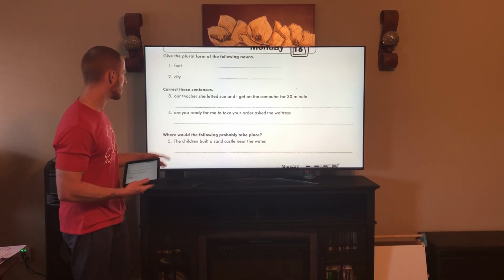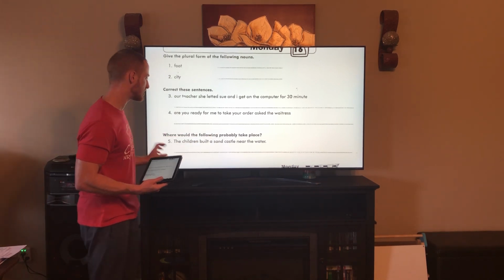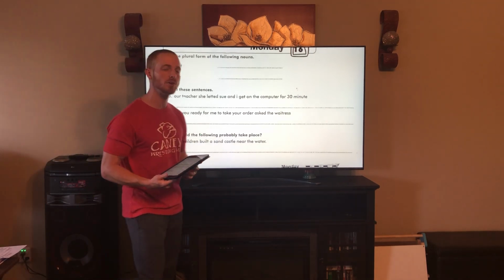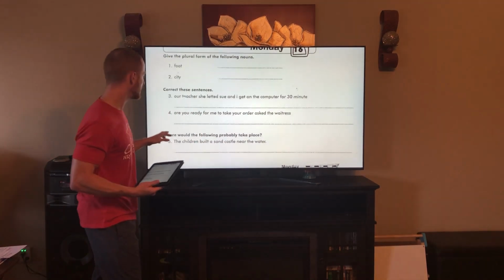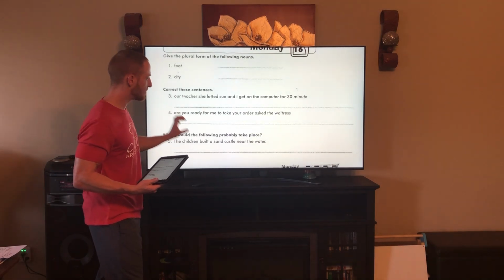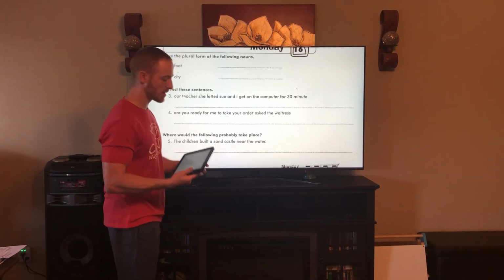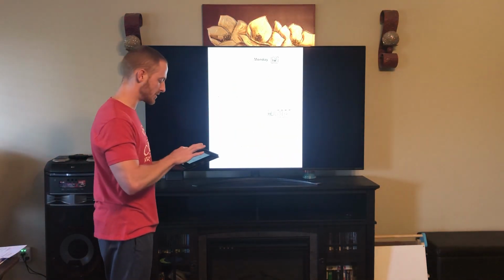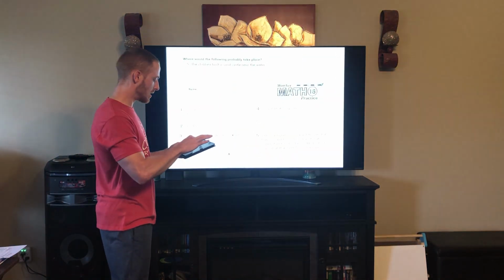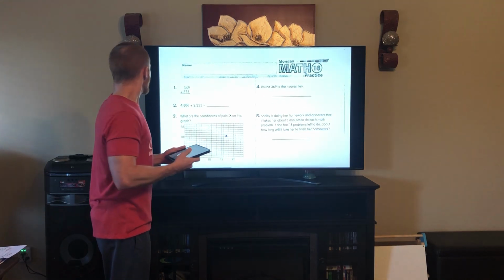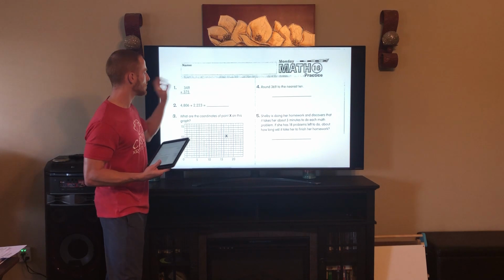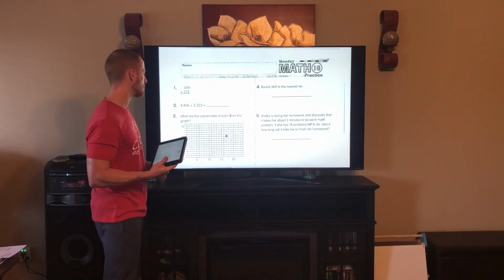Number 5 says where would the following probably take place? So you're giving me a setting in this particular answer. You're going to read the sentence and you're going to think to yourself, where would this particular event take place? And you just write it on the line. Then down at the bottom you have your 5 math questions. Number 1 and 2, you have an addition. Make sure you rewrite the problem on number 2, show all your work.